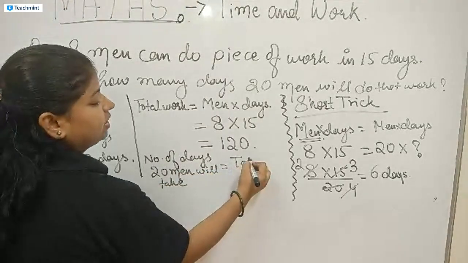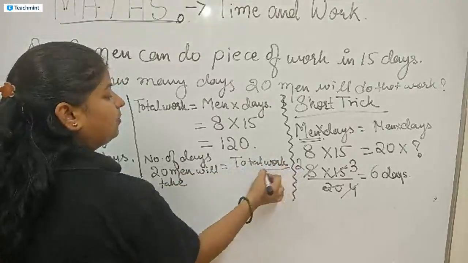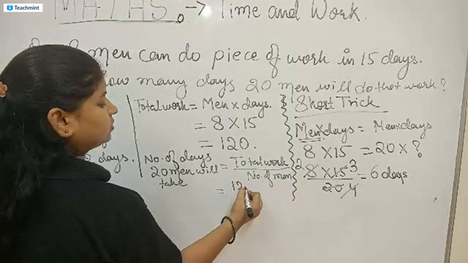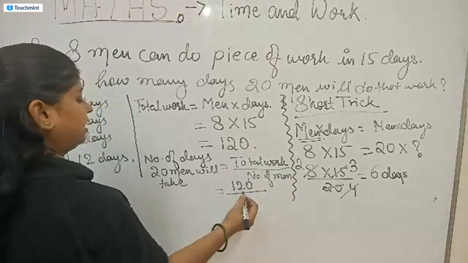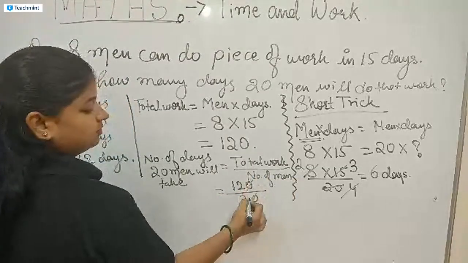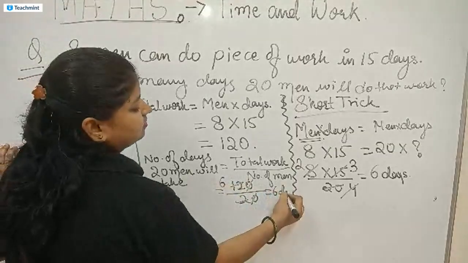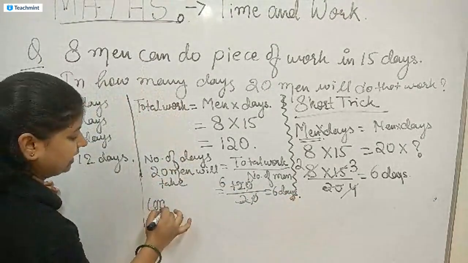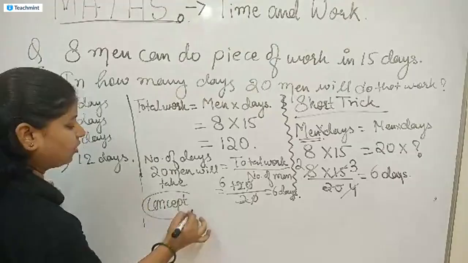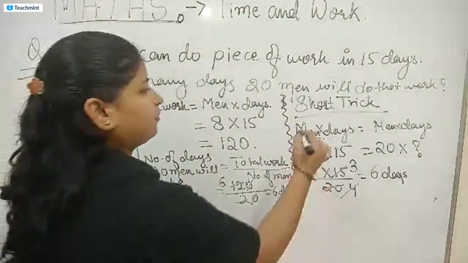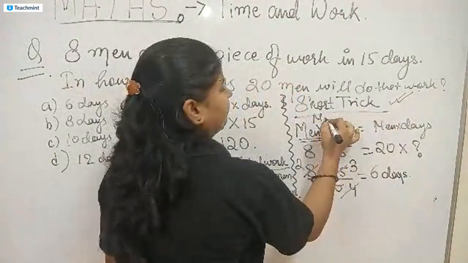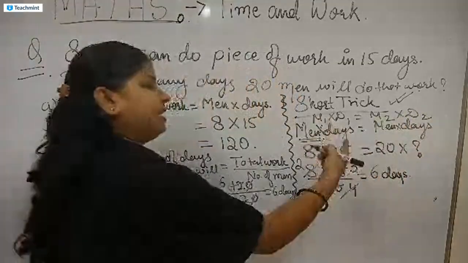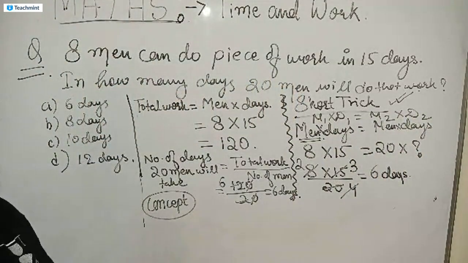what will you do? Total work upon number of men. Total work is 120 upon number of men. Number of men is how many? 20. So 6 days is the answer. This is the concept. But in examination, you have to follow this short trick: M1 into D1 is equal to M2 into D2. Men into days is always equal to men into days.